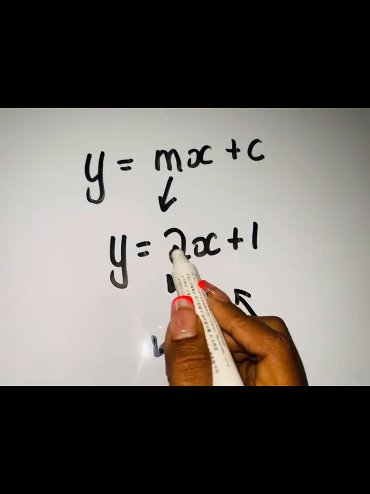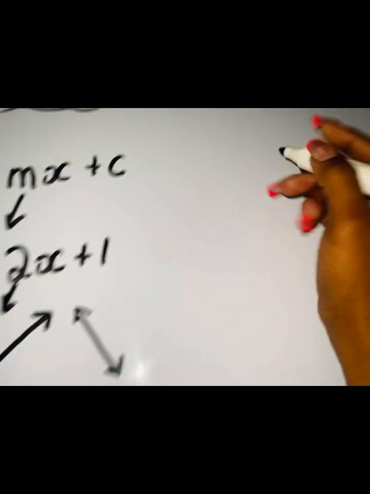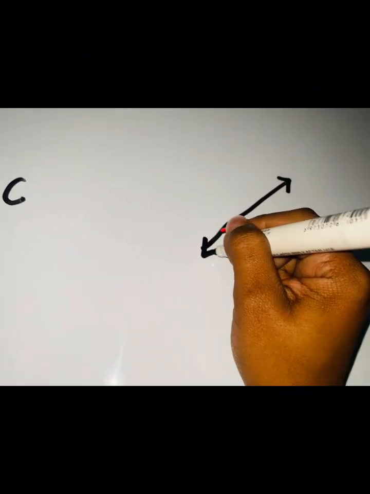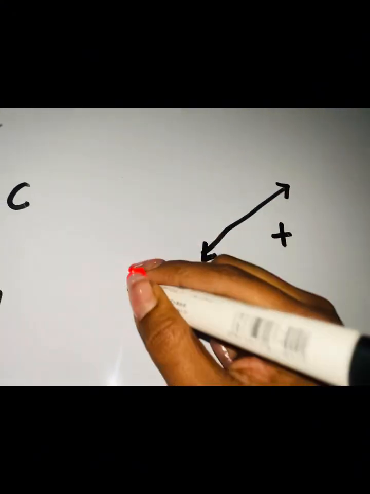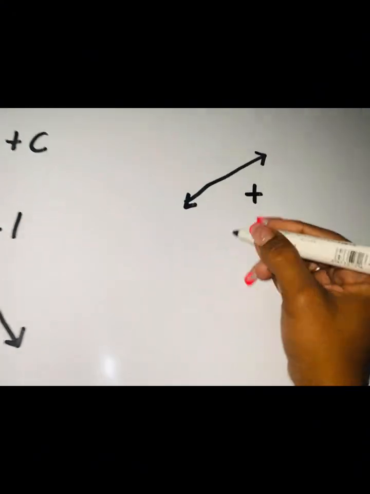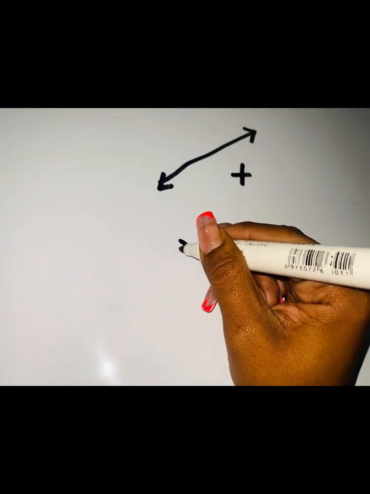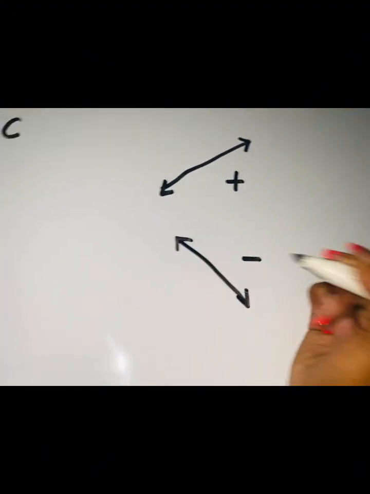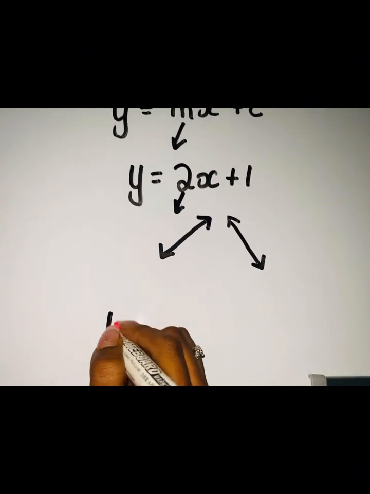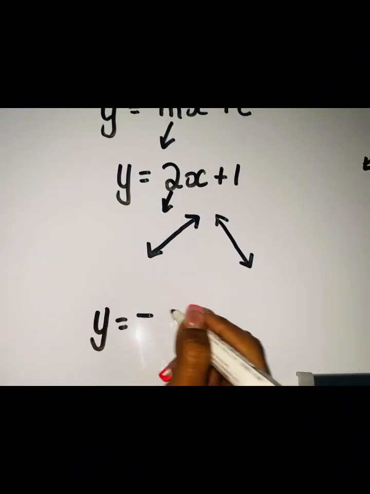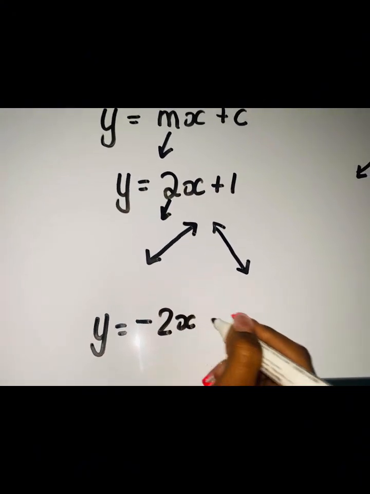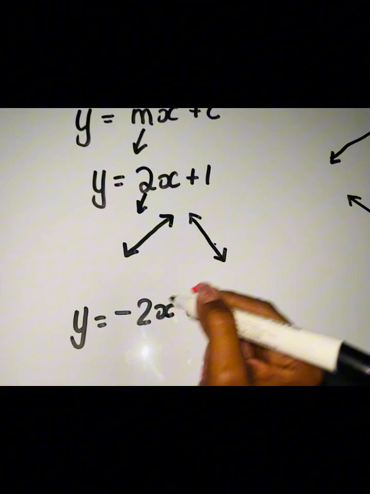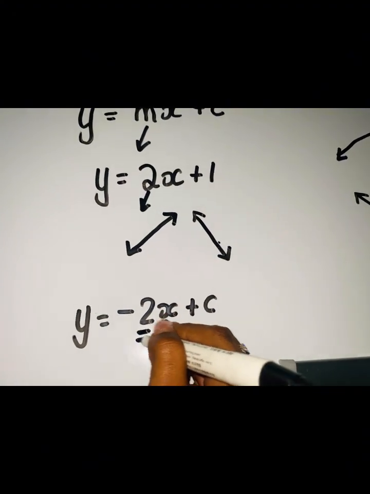Right, now you see the 2 is positive. When your gradient is positive, it means that it's going to be in this direction. And if your gradient is like this, then it's going to be a negative number. Meaning if you have y is equal to negative 2x plus c, your graph is going to look like this because the gradient is negative.